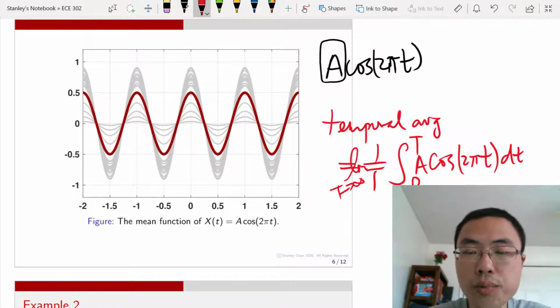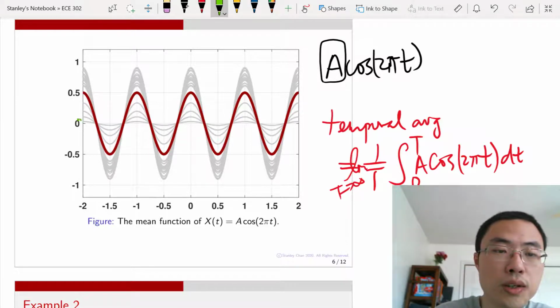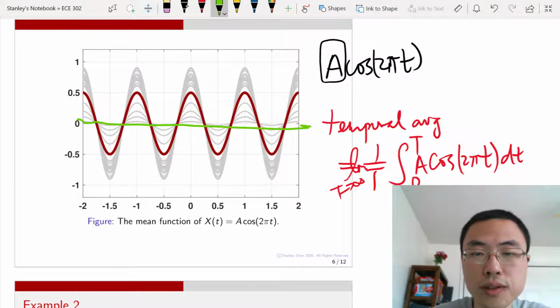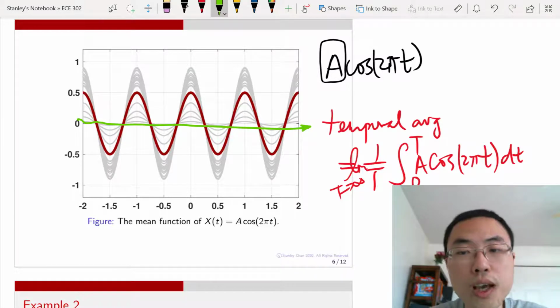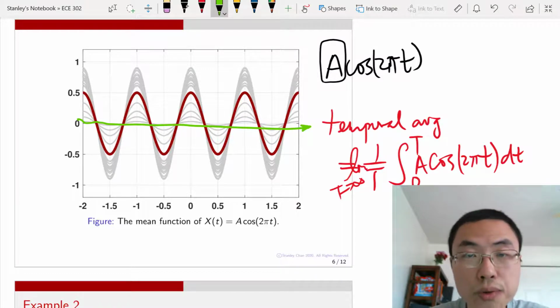So what is the temporal average? Well, no matter how you integrate, you're covering the entire period, so the temporal average would be 0. This is your temporal average. The temporal average is 0.